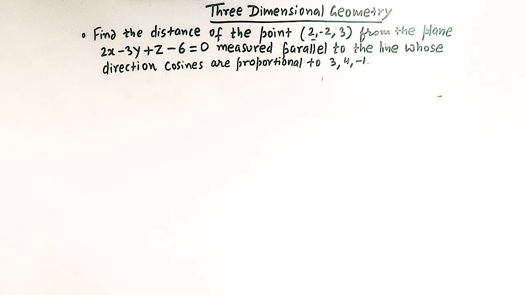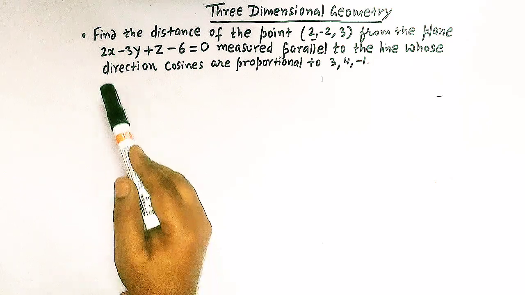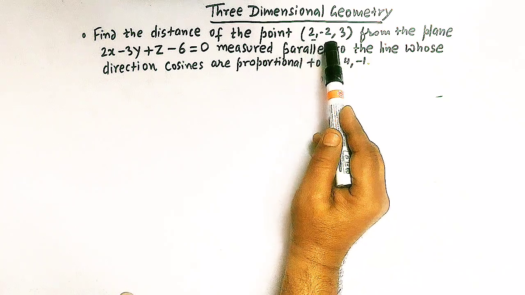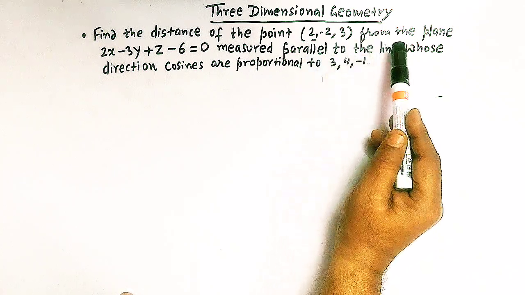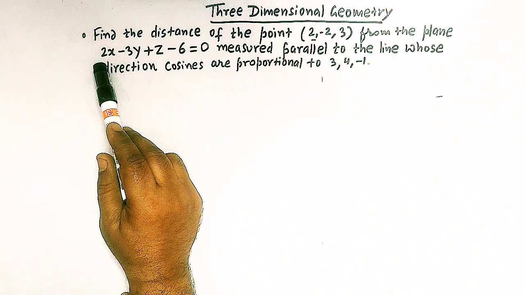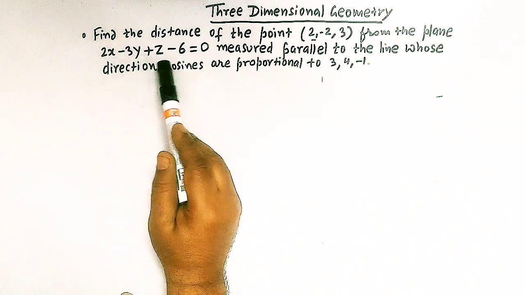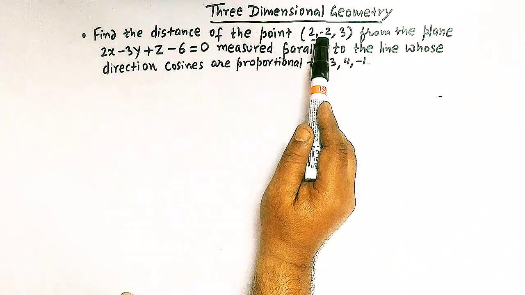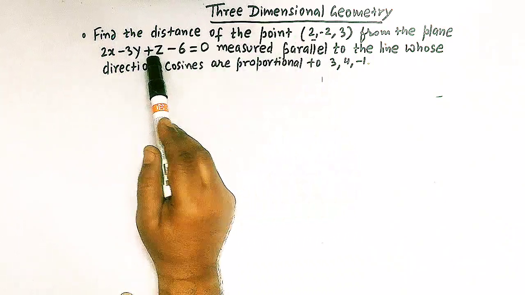Hello viewers, in today's session we are going to discuss another important and conceptual problem from three-dimensional geometry. Here we are going to solve this problem where we have to find the distance of the point whose coordinates are 2, minus 2, 3 from this plane whose equation is given by 2x minus 3y plus z minus 6 is equal to 0.